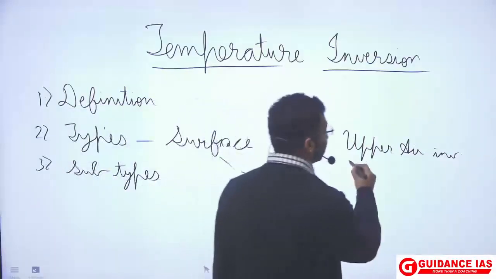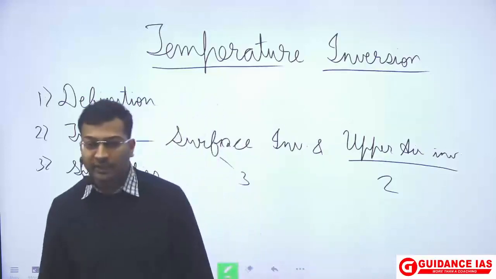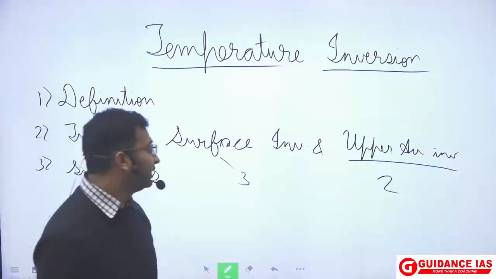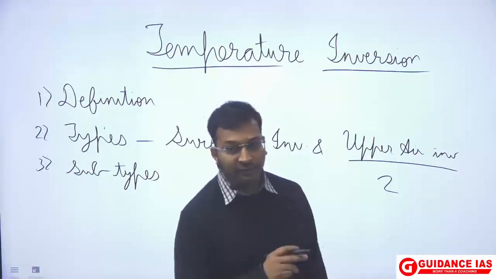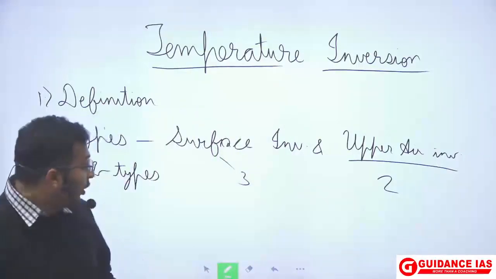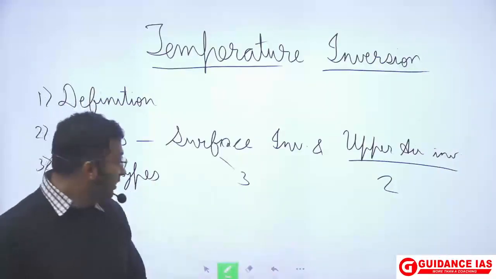The upper air inversion has two subtypes. The first one is the subsidence inversion and the second one is the frontal inversion. I'll be explaining you all these five subtypes in detail with the help of diagram.